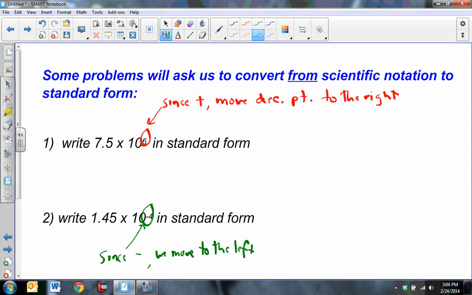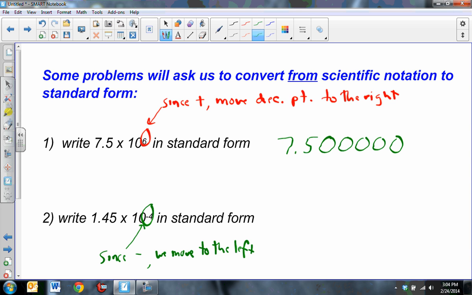All right, so we take our 7.5, let's write it over here, and we have to move the decimal point 6 places to the right. Well, that means we're going to have to add a bunch of zeros. Can you see how we're going to have to add 5 zeros? Okay, so let's do it. So 1, 2, 3, 4, 5.